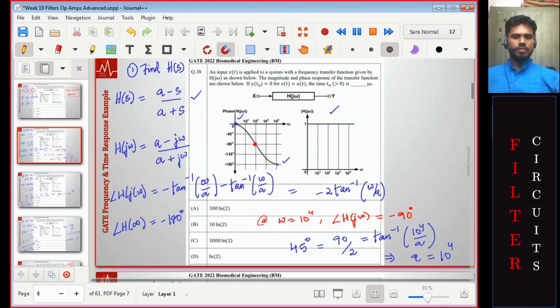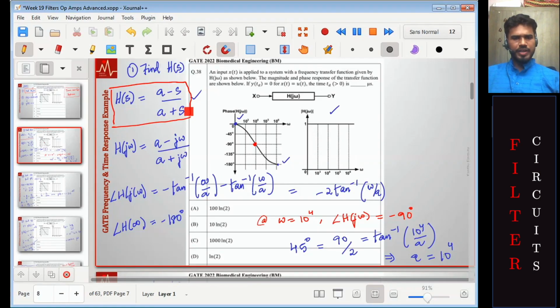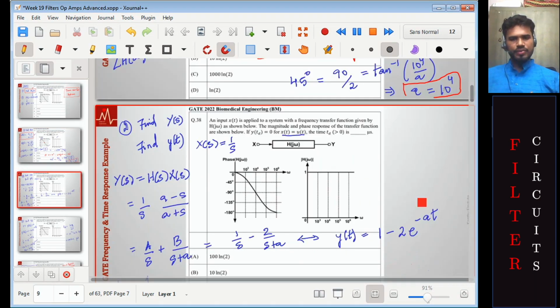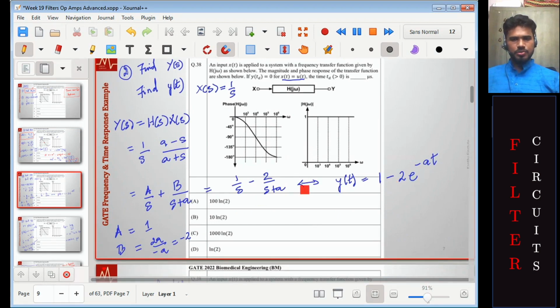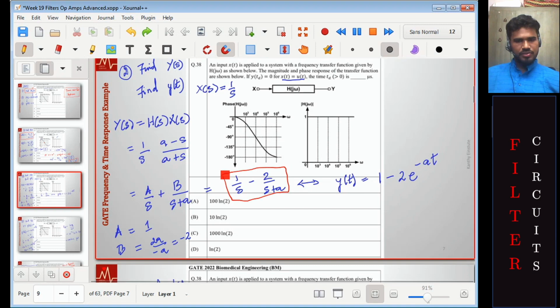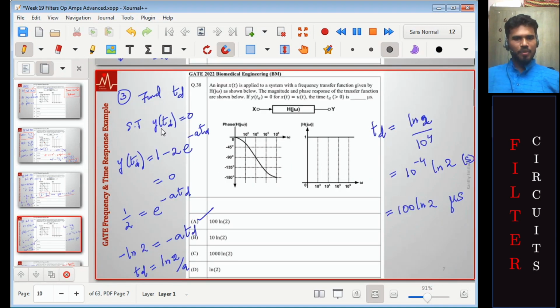This is the first part. This itself could have been a question: can you find the form of H of s? Identify H of s, identify the parameter. That could have been a question. Find Y of s, the Laplace transform, find this A and B, that is 1 by s, 2 by s plus a, Y of s as partial fractions. That could have been a question. Or just find Y of t. And on top of this, I added: what is the time at which this Y becomes 0?